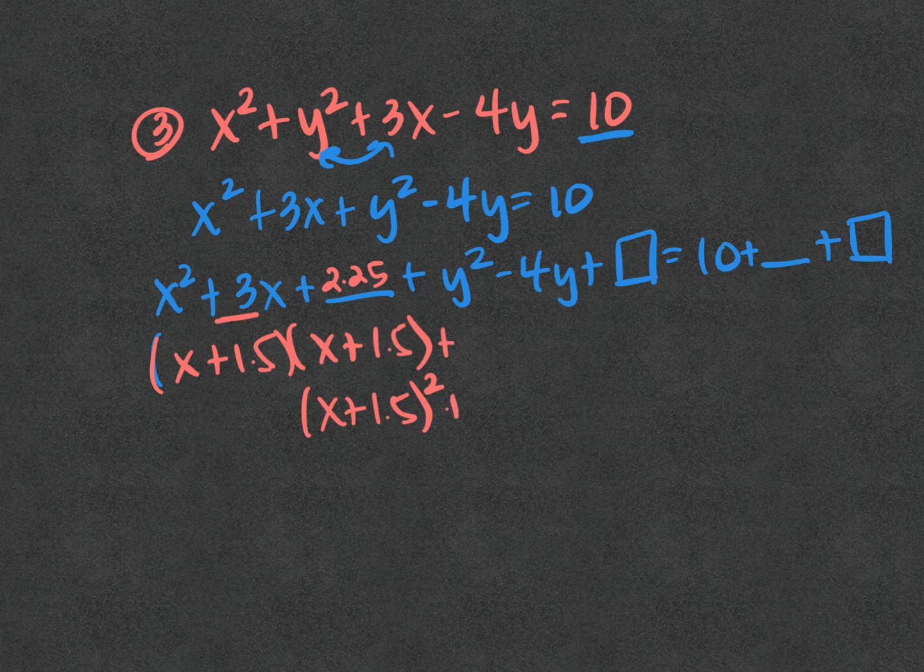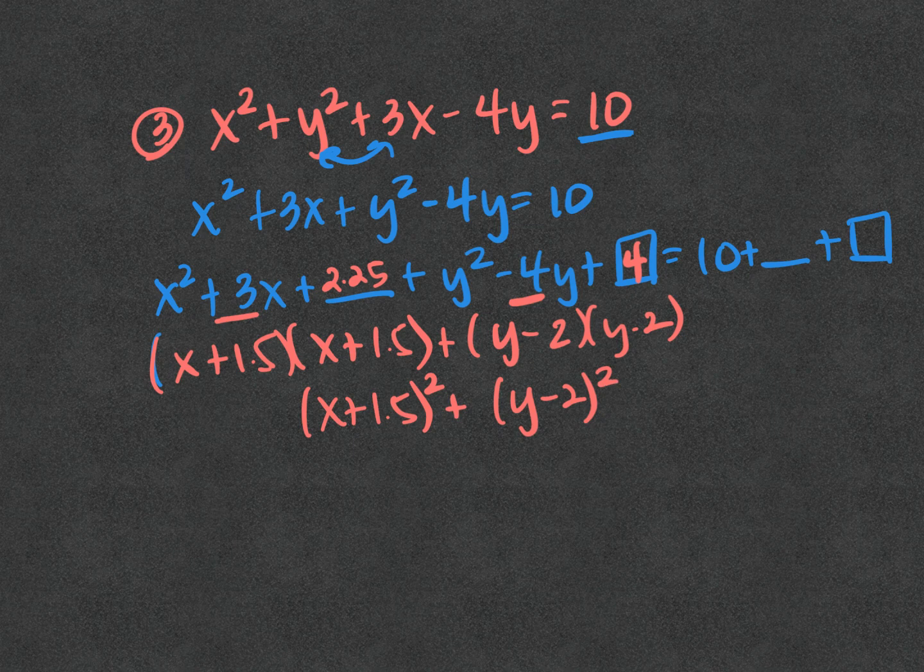Now let's bring down the plus. And half of 4 is 2. Squared is 4. And then this factors into, think about it, y minus, and the factors are both 2. So this is y minus 2 quantity squared. Bring down the equals. The first blank is 2.25, and the second blank is 4. So when we add these constants, we get 16.25.